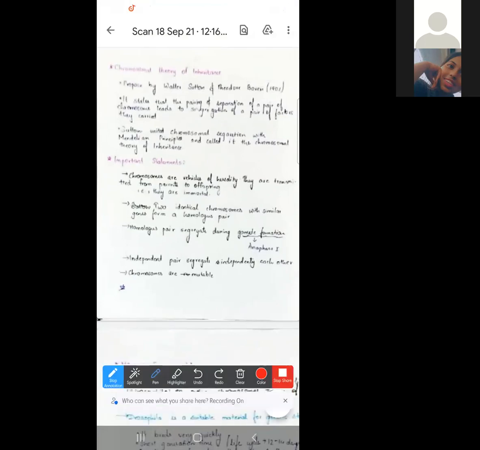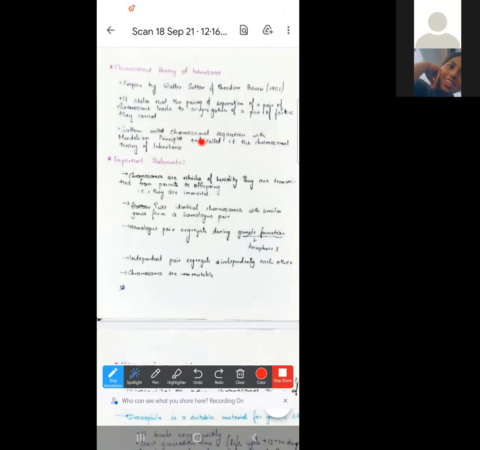Chromosomal theory of inheritance was proposed by Walter Sutton and Theodore Boveri in 1902. It states that pairing or separation of a pair of chromosomes leads to segregation of a pair of factors they carry. Sutton united chromosomal segregation with Mendelian principles and called it chromosomal theory of inheritance.